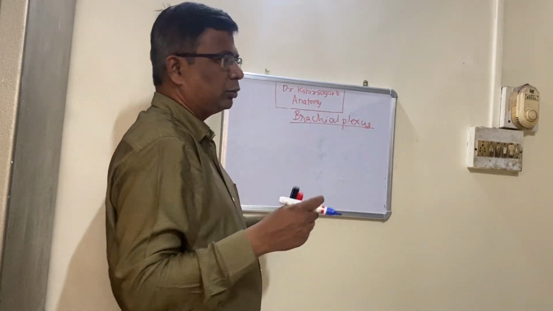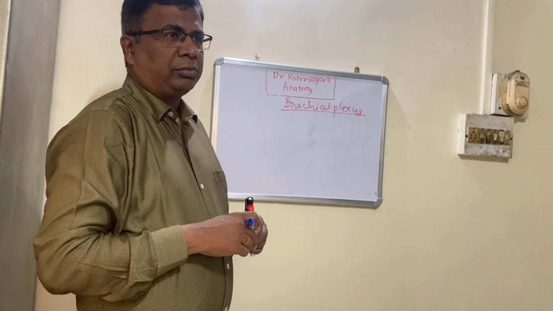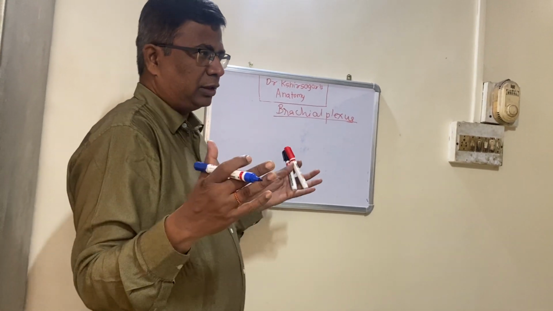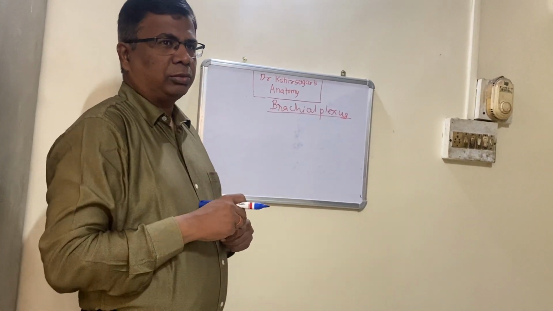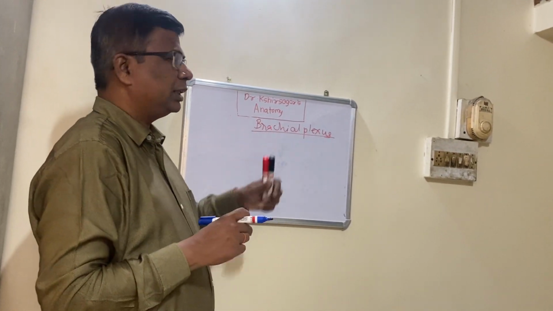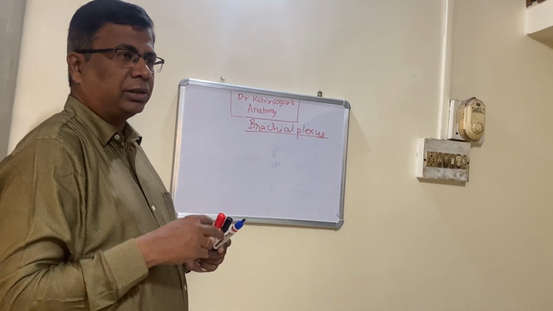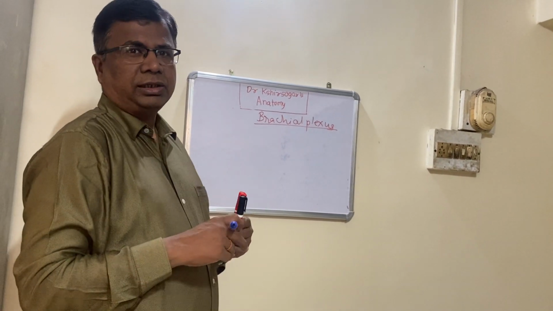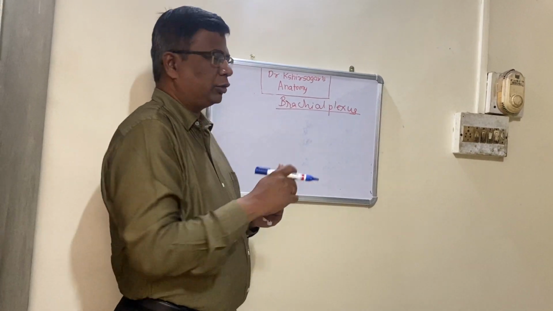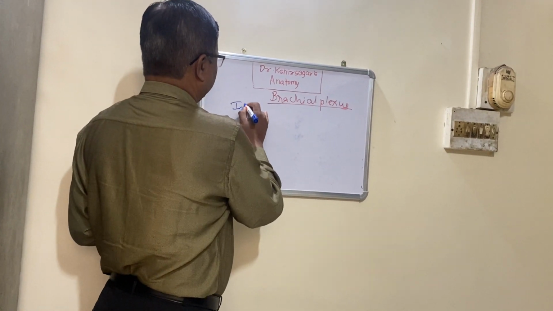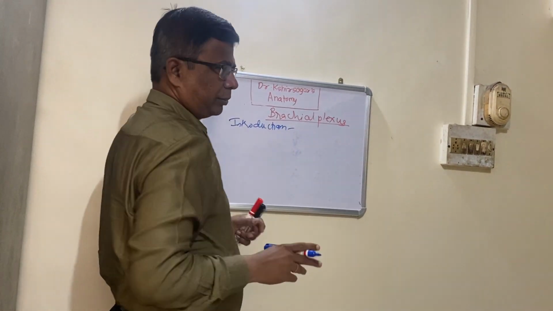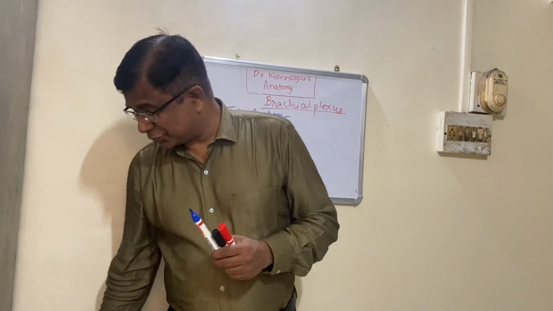First we'll understand what you mean by plexus. Plexus means a network of nerves. When nerves come together and form a network, that network of nerves is called a plexus, and this is a network of nerves which is going to supply the upper limb. Therefore this is called the brachial plexus. So if you talk about the introduction, it is a network of nerves that is going to supply the upper limb. Now how is this brachial plexus formed?